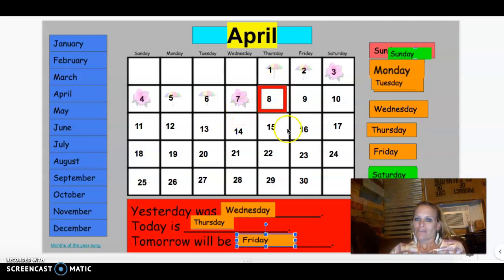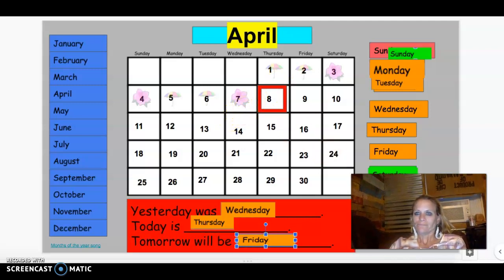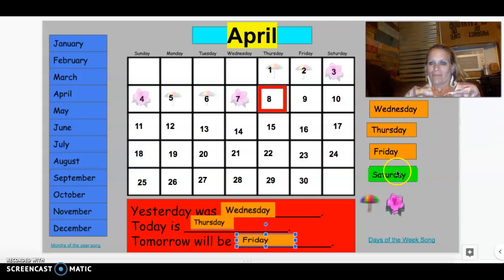So what comes after this flower? Another flower. A good observation. You guys are noticing umbrella, umbrella, flower, flower, and it keeps going on.